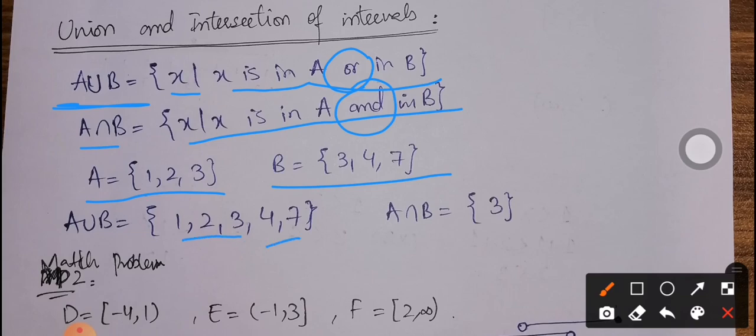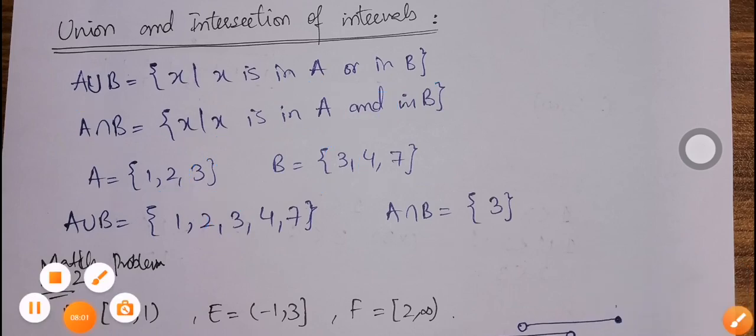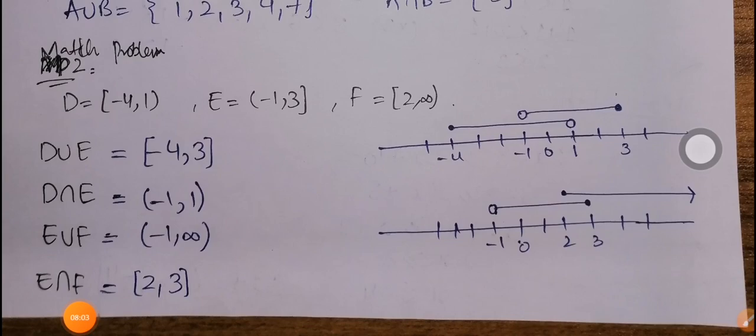Why 1, 2, 3, 4? 1, 2, 3 being the elements of A, and 3 is already present in the union, then we have to write down 4 and 7 because these are elements of B. And for intersection we have to write down the set of elements which are present in A as well as in B. So 3 is the only element which is present in both, so the intersection is going to be 3 in this case.